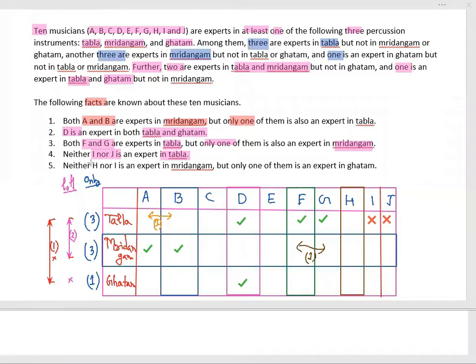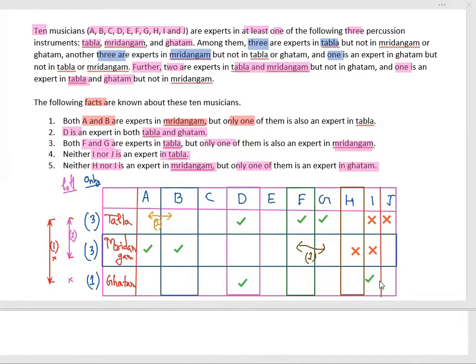Next, neither H nor I is an expert in mridangam, but only one of them is an expert in ghatam. So first of all, put a cross mark for H and I in mridangam. But only one of them is an expert in ghatam. Out of the two, either here a tick or here a tick, that I can make. So it is one very important point. As everyone is expert in a minimum of one, definitely I would put a tick mark here.